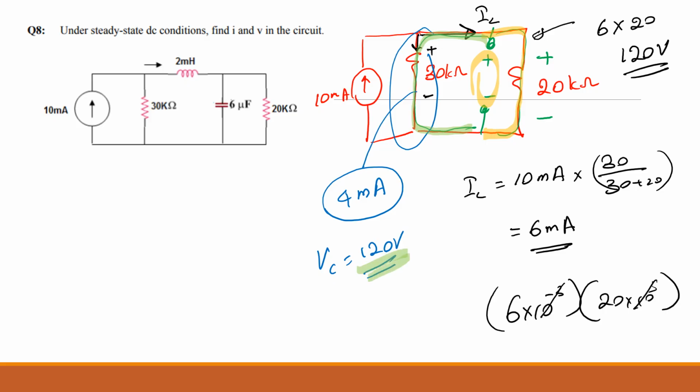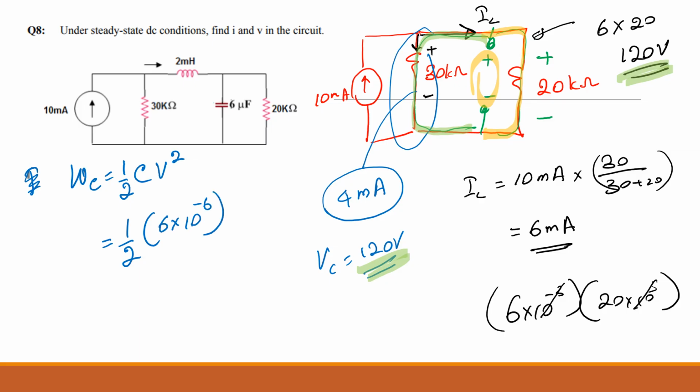120 and 120. Okay, now if you want to find the energy stored in the capacitor, how do you find the energy stored in the capacitor? Energy stored in the capacitor is half times the capacitance times the V squared. Am I right? So how do you put the numbers now? Half times capacitance is 6 micro. V squared is 120 squared. So whatever the number in, you get it in joules, isn't it?